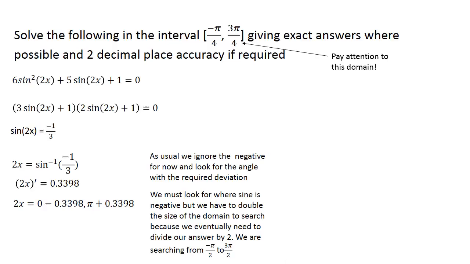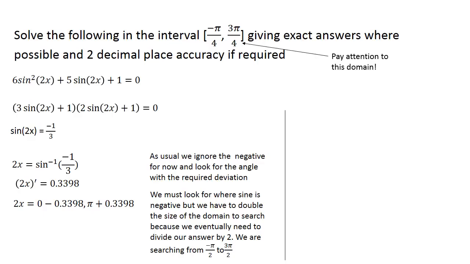All right, so we now have that 2x is equal to 0 minus 0.3398. Why is it 0 minus 0.3398? You need to bear in mind that we are now rotating clockwise. That's a negative rotation. So for us to be in the fourth quadrant, which is what we need for sine to be negative, we have to go towards that minus pi over 2 by rotating in a clockwise direction. Right? So we're going to take 0 and we're going to minus that deviation. Our deviation is 0.3398. We're going to minus that from 0 to get to our first angle.